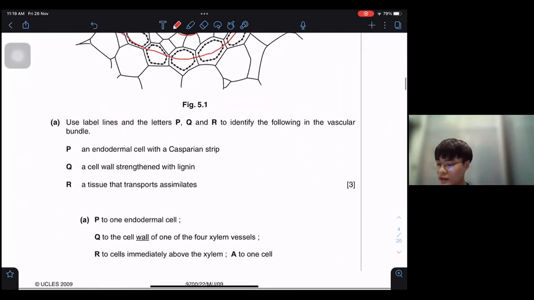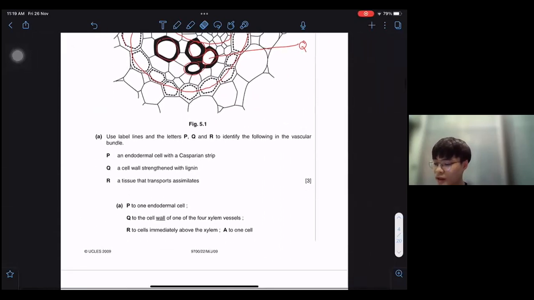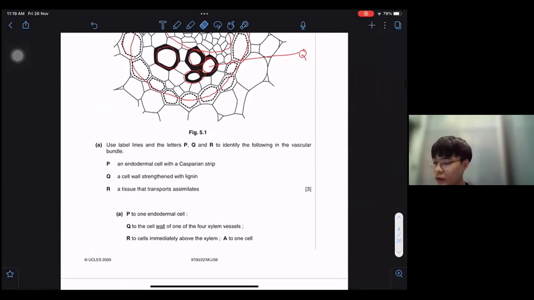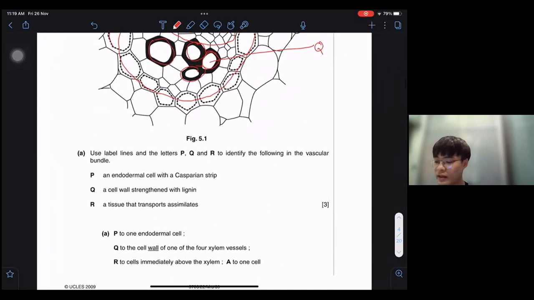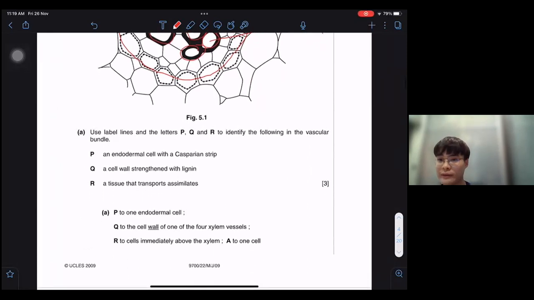Okay, so the answer scheme is given here. For P, you just have to label one of the endodermal cells, and for Q, you just label the cell wall of one of the four xylem vessels. And for R, the answer scheme also accepts one cell, but it's better that you circle the whole group of cells because it mentions a tissue.